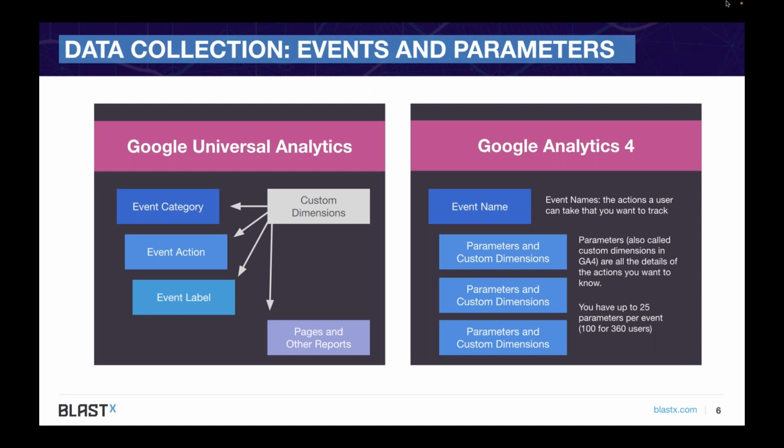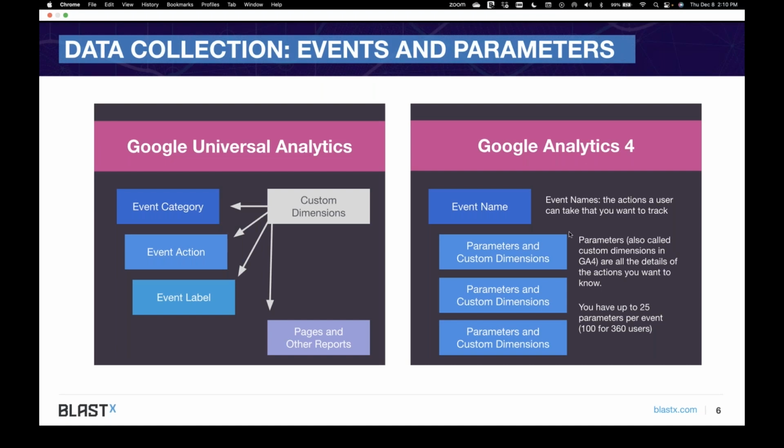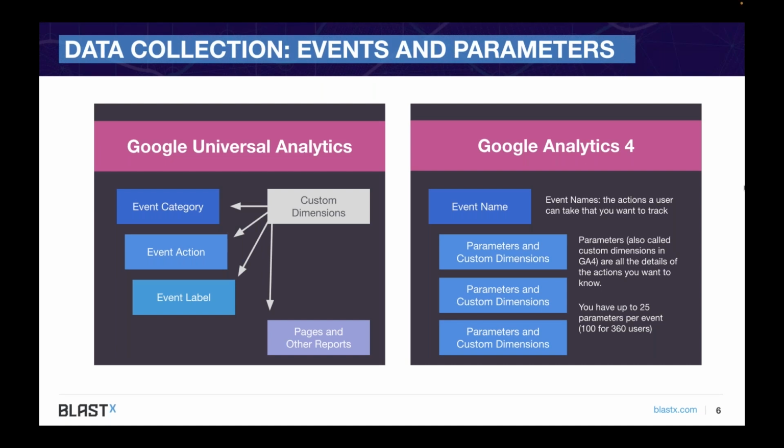And with these, you do have a couple of limitations. You can only have up to 25 parameters per event. If you are on the paid version, you can have up to 100 per event. And then you can have 50 in total based on the scopes. So you can have 50 user scope parameters and 50 event scope parameters in the same property.